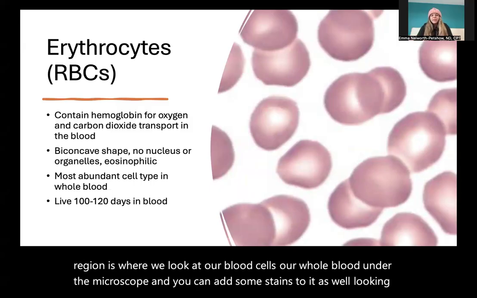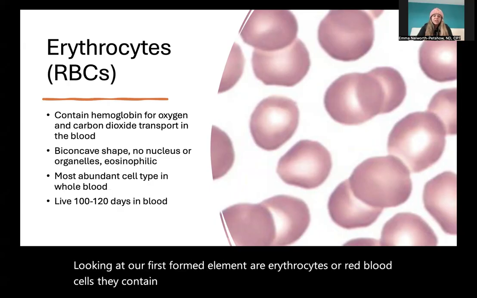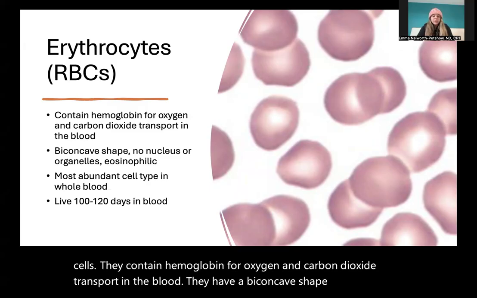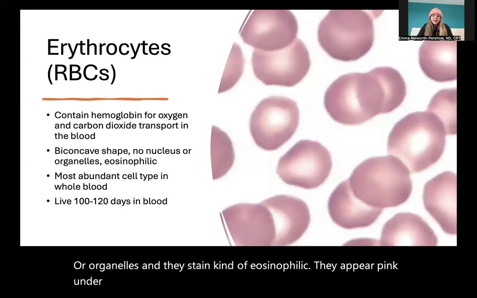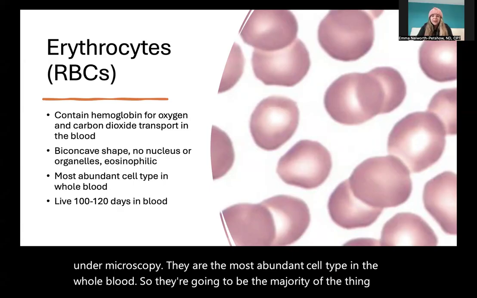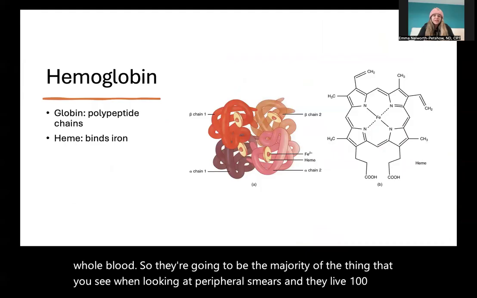Looking at our first formed element, our erythrocytes, or red blood cells, they contain hemoglobin for oxygen and carbon dioxide transport in the blood. They have a biconcave shape. They do not contain a nucleus or organelles, and they stain kind of eosinophilic. They appear pink under microscopy. They are the most abundant cell type in the whole blood, so they're going to be the majority of the thing that you see when looking at peripheral smears, and they live 100 to 120 days.